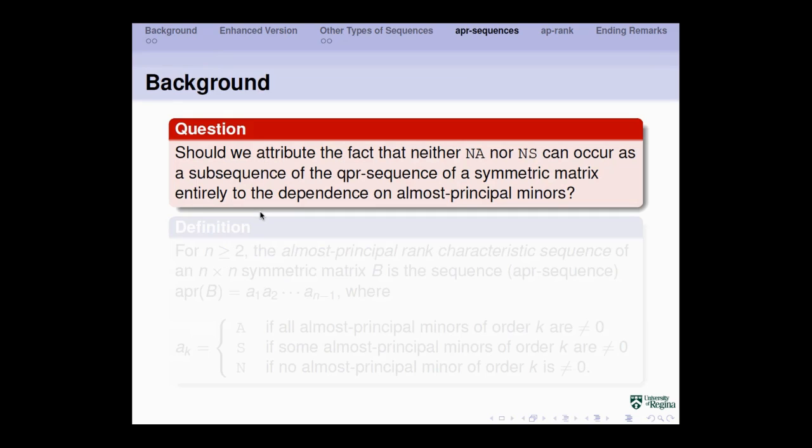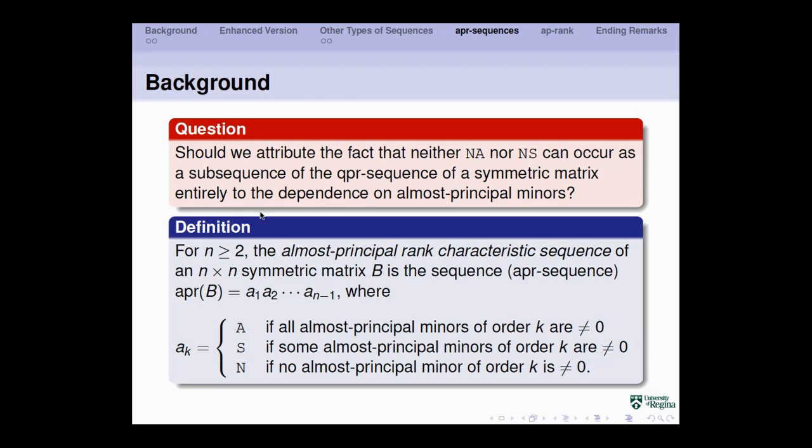So APR, this is what I just asked ourselves, should we just worry about the presence of almost principal minors? So the A in APR means almost. And again, you play the same game as mathematicians. We're creatures of habit, and we just go through this idea to see how far we can push this. So I define what's called the almost principal rank characteristic sequence, the same game as before. You have 3 letters, A, S, N, and you want to see if such a sequence is realizable.